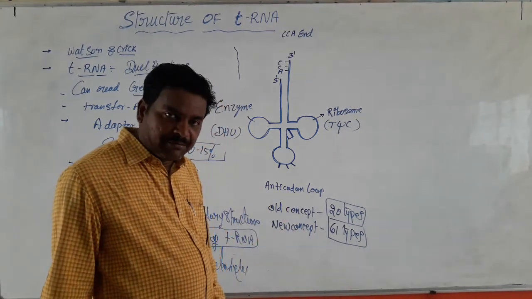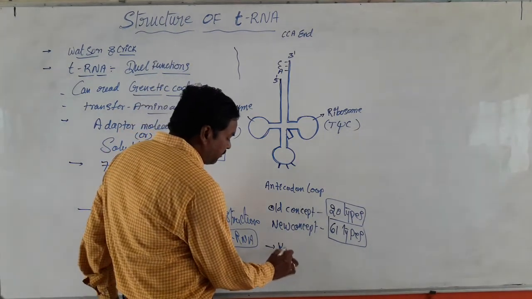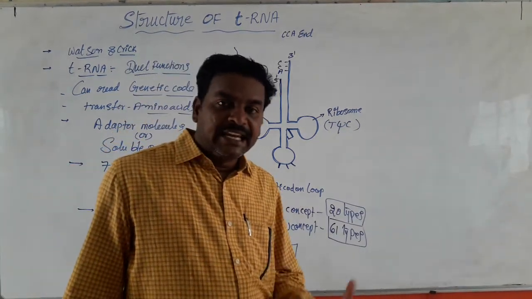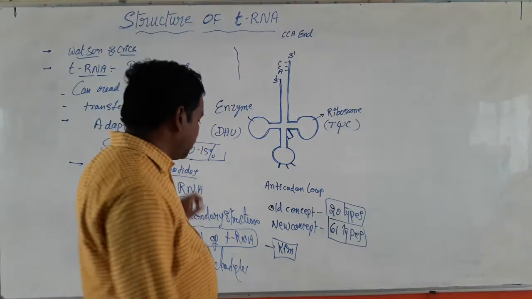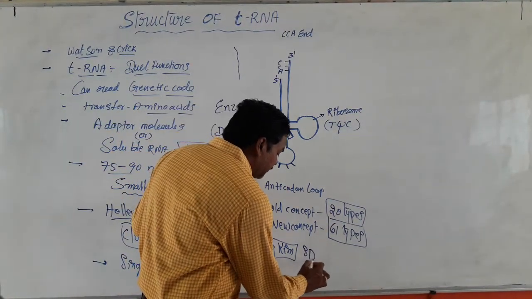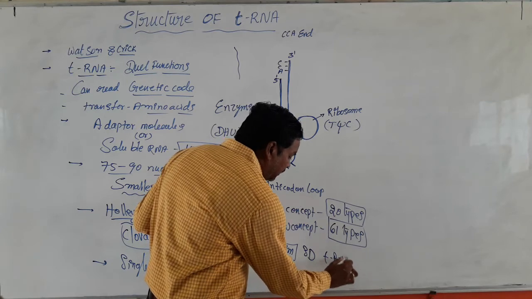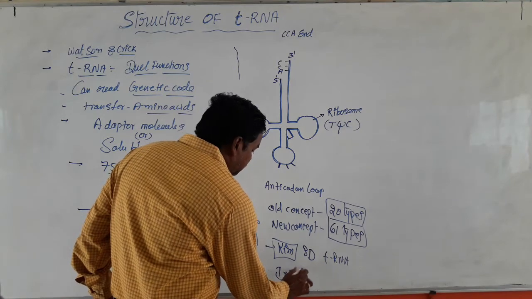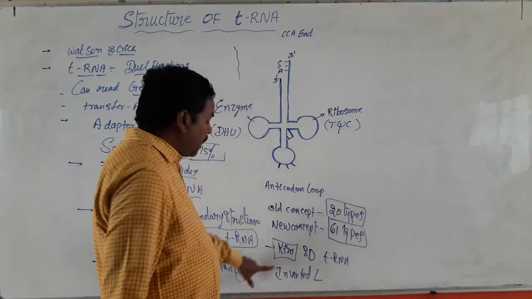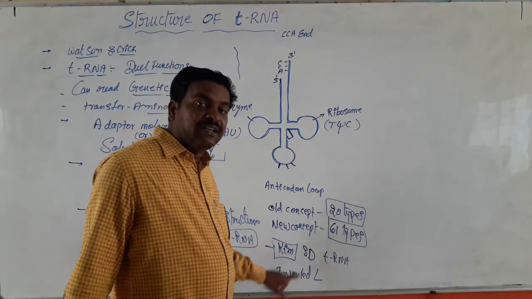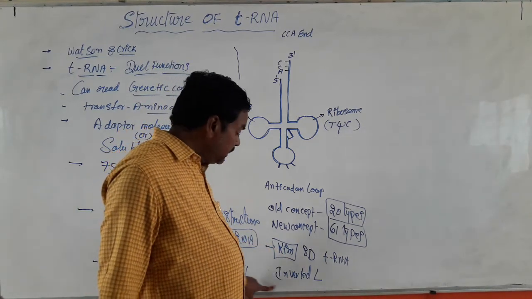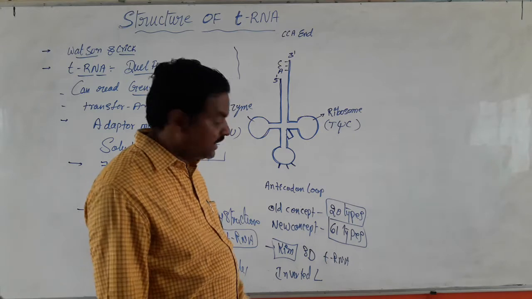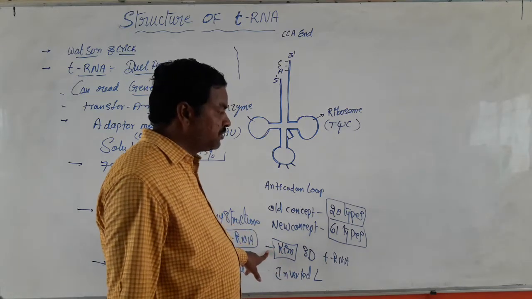Students, at the same time, scientist Kim also proposed a three-dimensional structure for tRNA. It resembles an inverted L shape. According to the three-dimensional structure of tRNA proposed by Kim, it is an inverted L, an upside down L. That is the three-dimensional structure proposed by Kim.